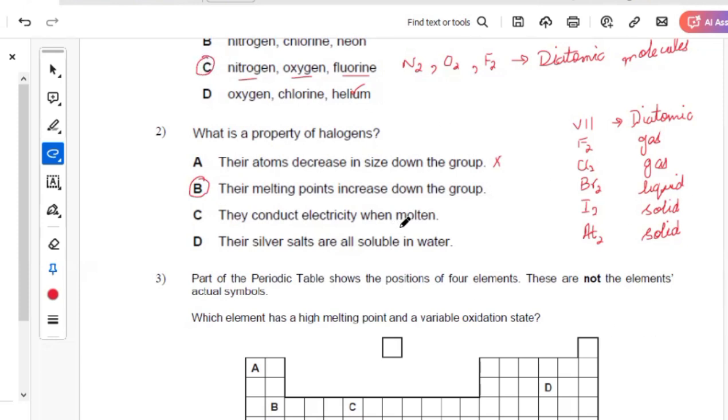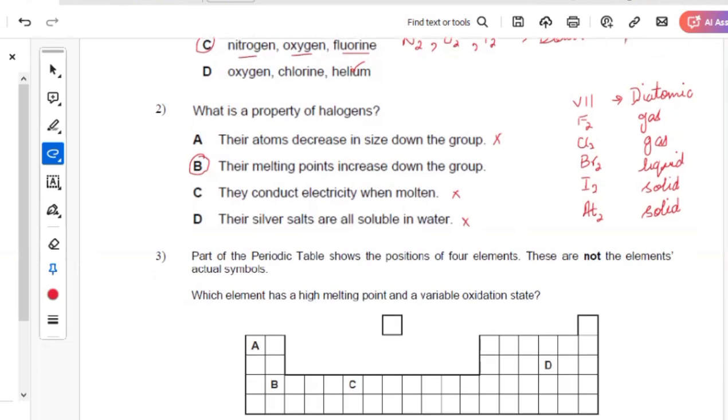They conduct electricity when molten. No, this is not true because they all are non-metals and non-metals do not conduct electricity. Their silver salts are all soluble in water. This is wrong because their silver salts are insoluble in water. So let's move towards the next question.